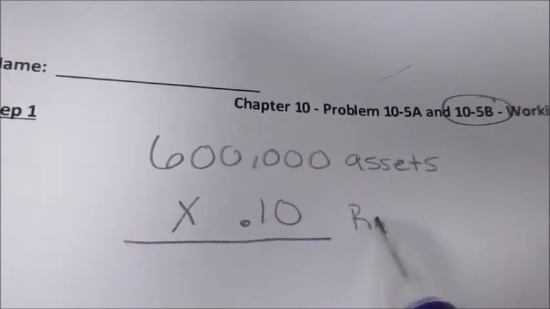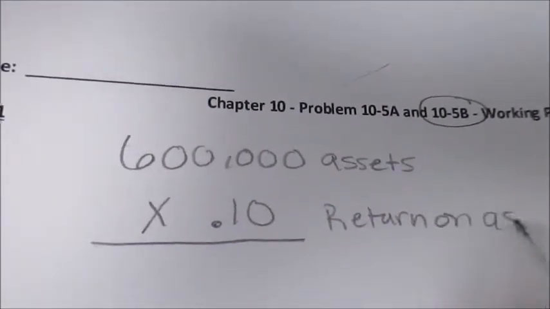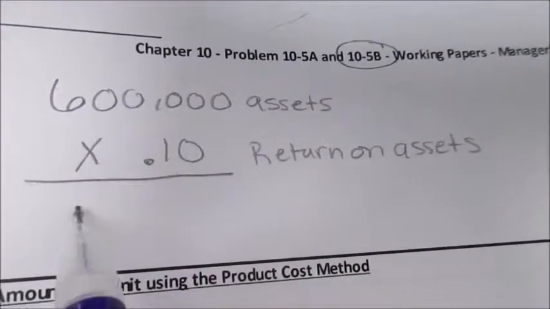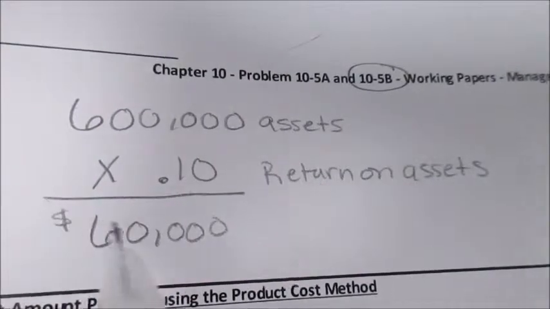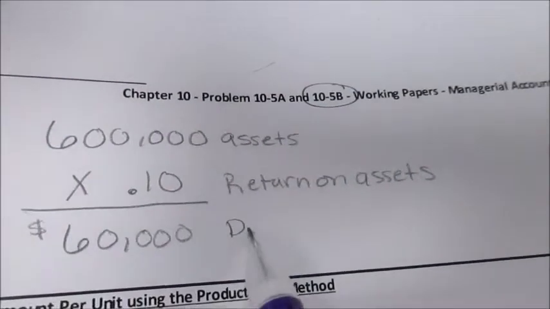Which is the return on assets that was requested by the president. When I multiply those out, I get $60,000. So this $60,000 is my desired profit.